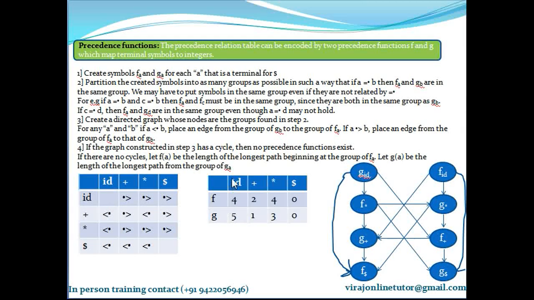For g of id it is 5. Let's see how. 1, 2, 3, 4, 5. Check out the longest possible path that can go out from that particular node and write it down here. So that completes the precedence functions table. So see you all in the next session. Thank you.